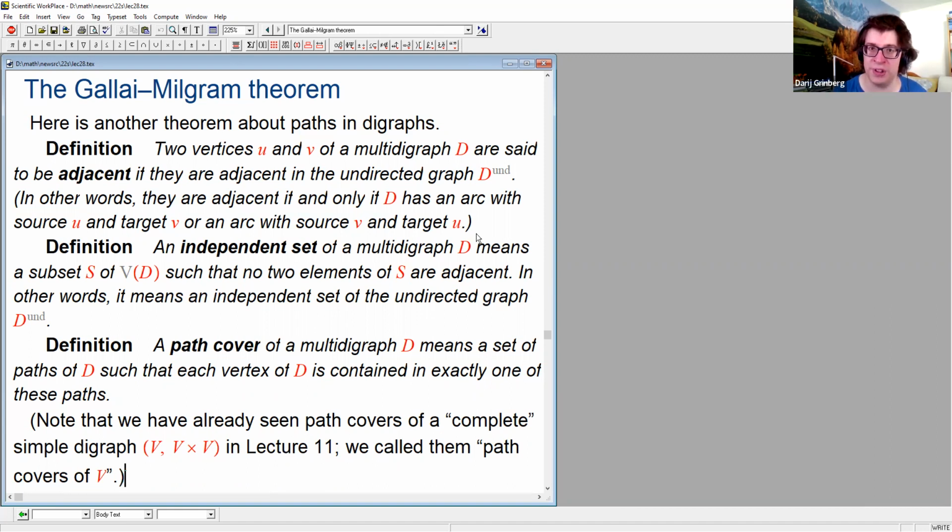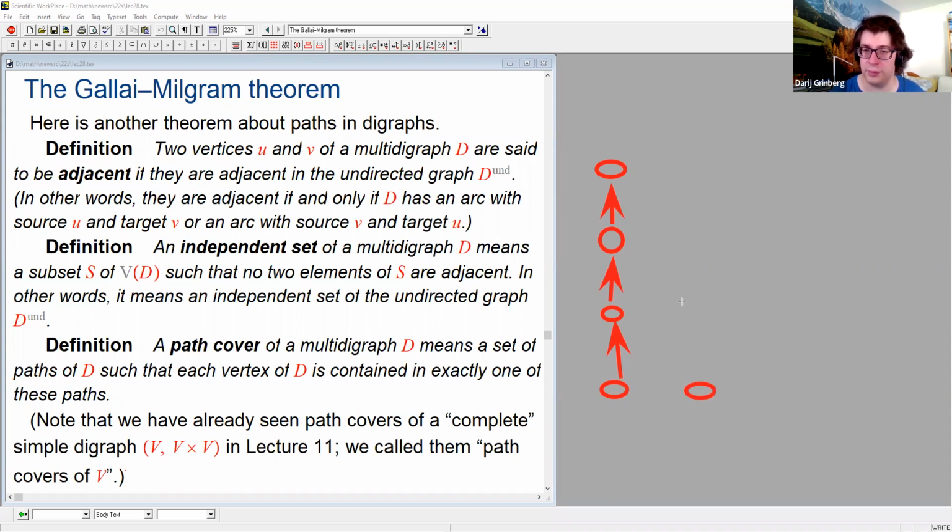So how does this path cover look like? Well, it's a path and another path and another path. And yes, paths can have length 0, which means they have exactly one vertex. And these paths have to be disjoint because each vertex should be on exactly one of them. And they have to cover all the vertices.